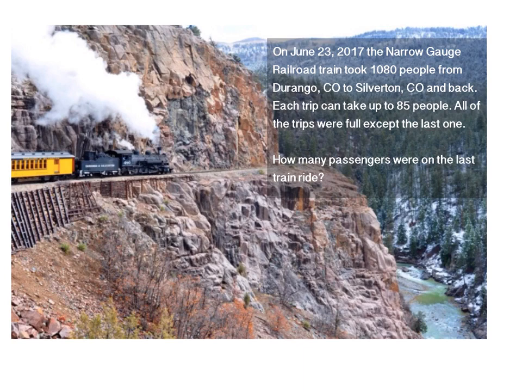Anyway. We're going to do a little problem about this, okay? So the narrow gauge railway is the railway that takes cars up to Silverton and back from Durango, and each trip can take up to 85 people, okay? That's a full set of train cars, 85 people, and let's say on June 23rd when we go, 1,080 total people went. Each trip can take up to 85 people, and all the trips were full that day except for the last one. How many passengers were on the last train ride?